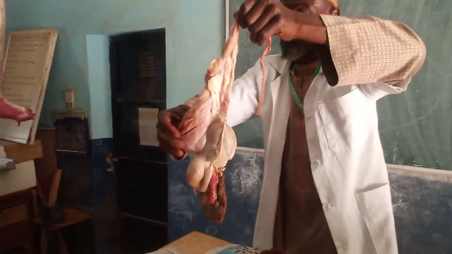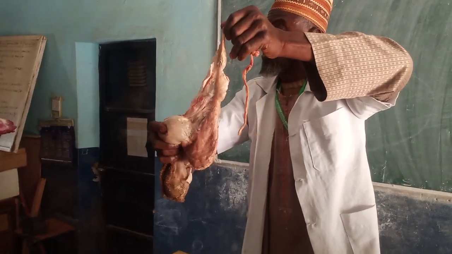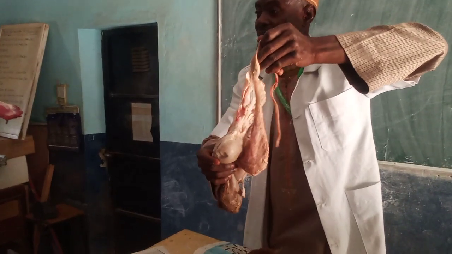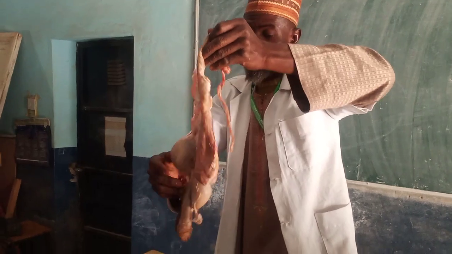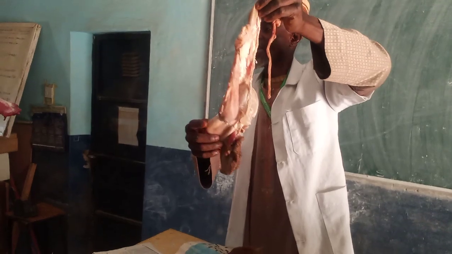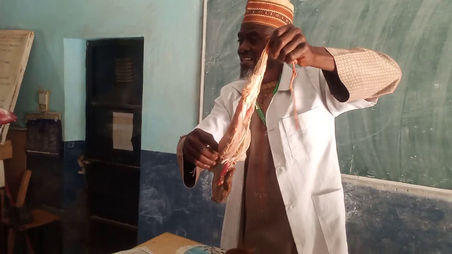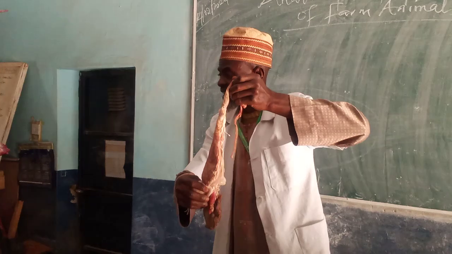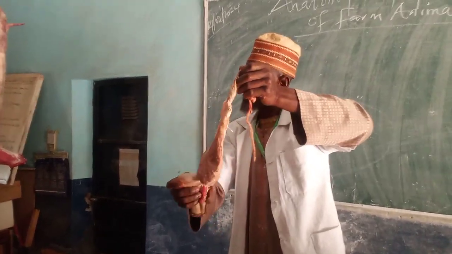Then later, it moves to the omasum. It moves to the what? Omasum. That is the third stomach chamber, the omasum. So the digestion still continues in the omasum until it gets to the last stomach chamber, which is what? Abomasum. That is the fourth chamber. Is that clear? It's the last stomach chamber.